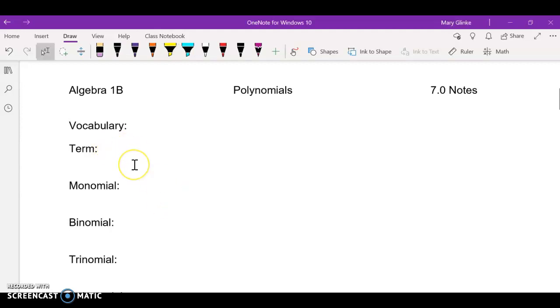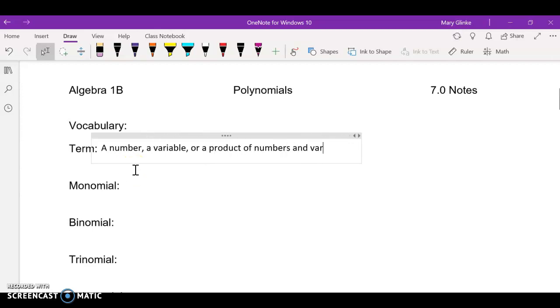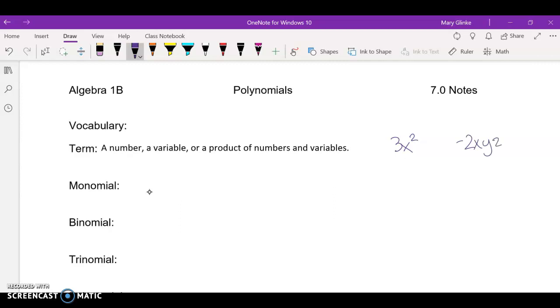So we first need to know what a term is. A term is a number, a variable, or a product of numbers and variables. So for instance, an example of a term would be something like 3x squared or negative 2xyz to the fourth. Something like that. Those are separate terms.